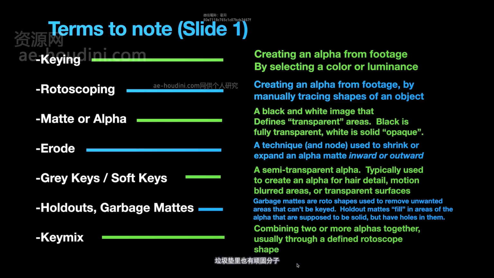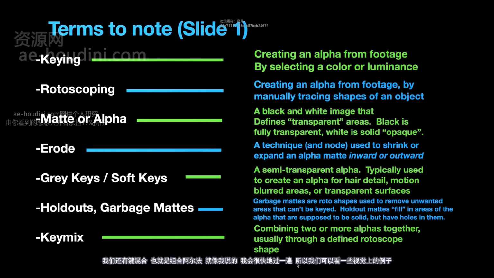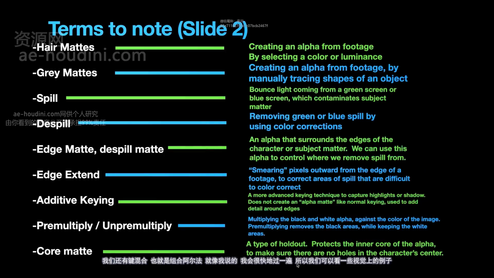We also have holdouts and garbage mats. Holdouts are basically rotoshapes that fill in any holes in your black and white alpha. We're going to look more at this in the next slides with some more visual details, so don't worry about that too much right now. This is just the vocabulary. We also have key mixing, which is combining alphas. Like I said, I'm going to go through this pretty quickly so we can look at some visual examples.